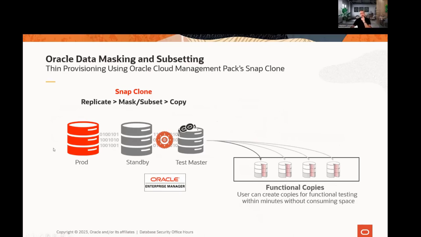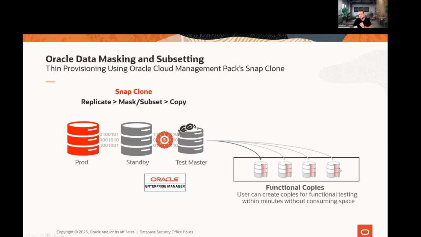In another way, you can use also an interesting feature called snap clone. So you have a production, and here you still have a standby database, but now we will create a test master. So test master is a snap clone of a database. And in this test master, you will retrieve quite exactly the same data from your standby, but each time you will modify an environment, you can create a functional copy.